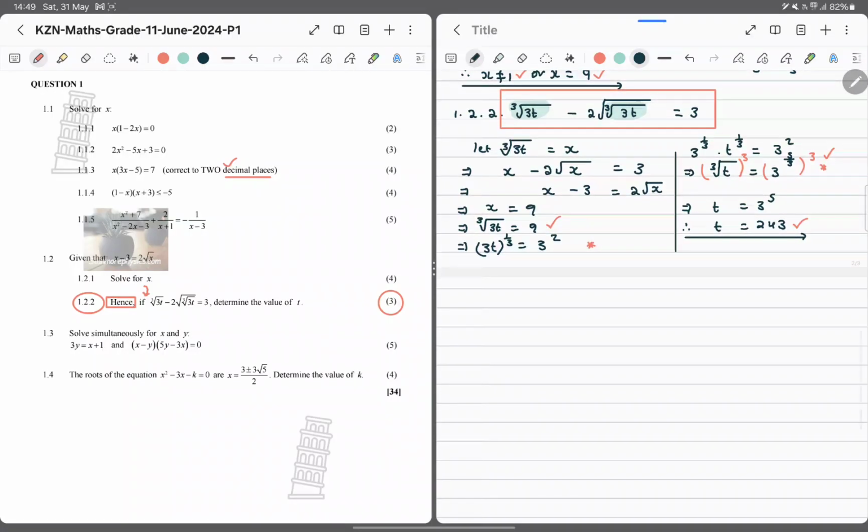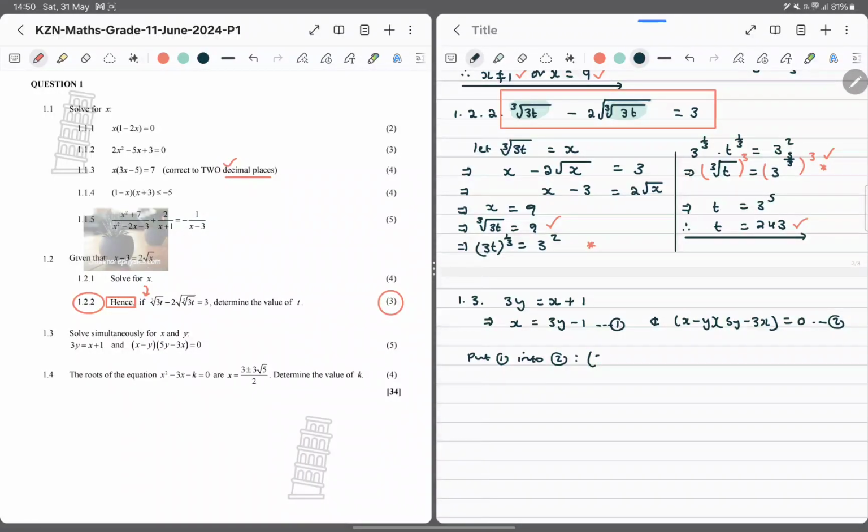Anyway, we go to the normal standard simultaneous equations. So we've got 3y equals x plus 1. And this implies that we have x is equal to 3y minus 1. We can make this equation 1, and this one, x minus y into 5y minus 3x is equal to 0. We make that equation 2, so we just say put 1 into 2. What do we see?